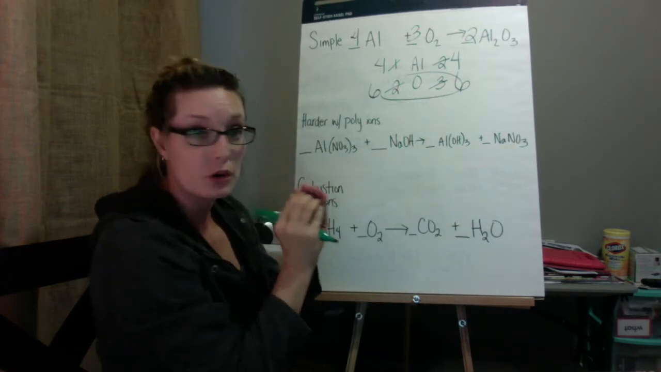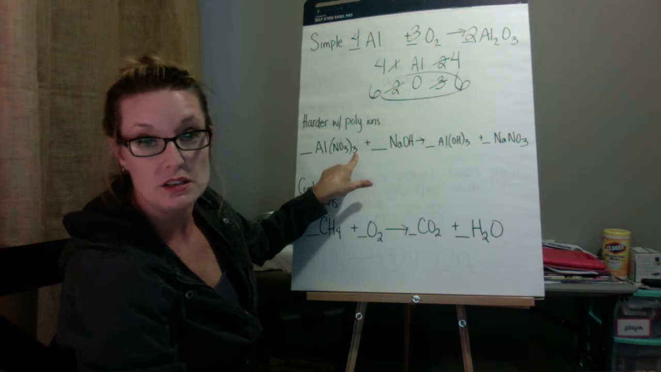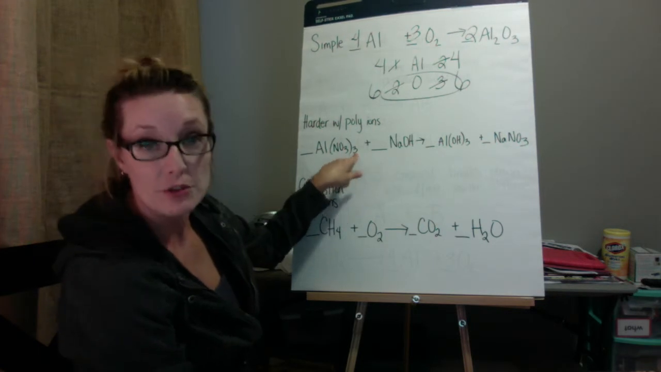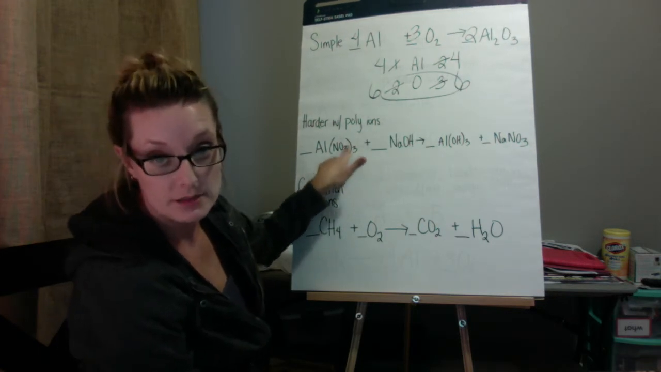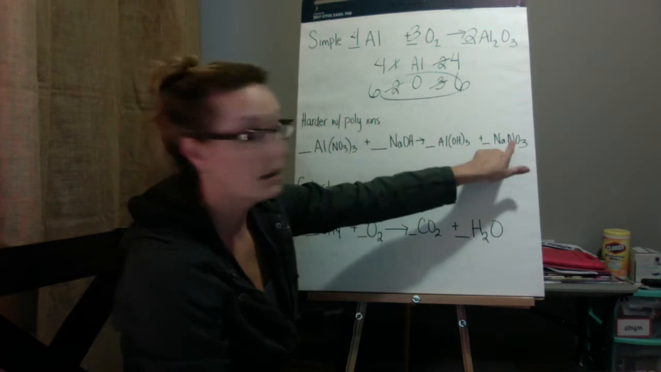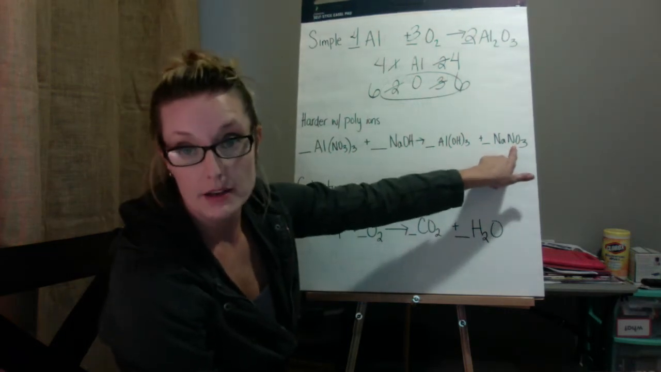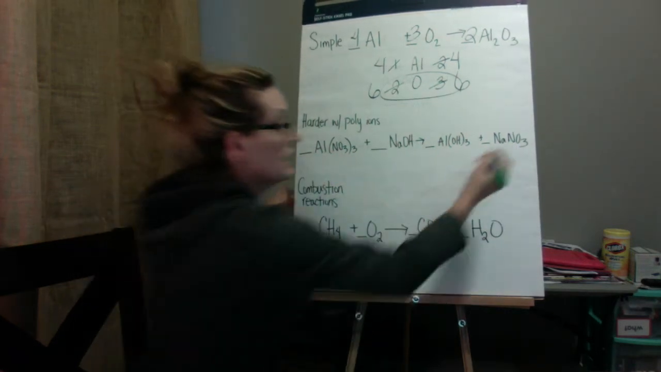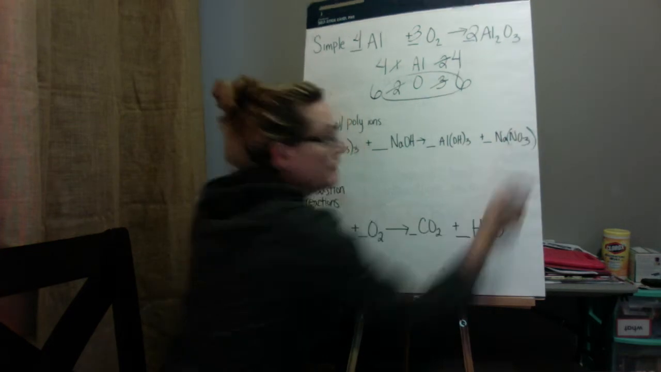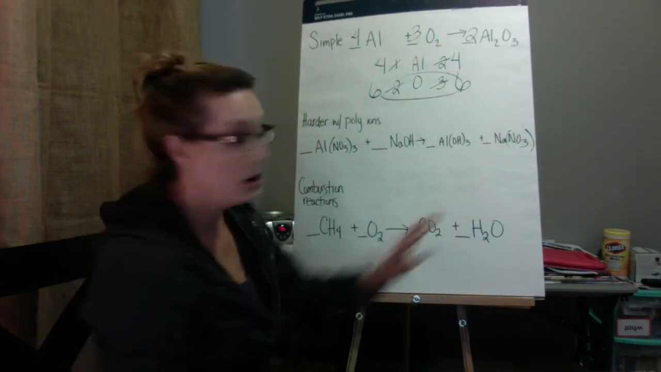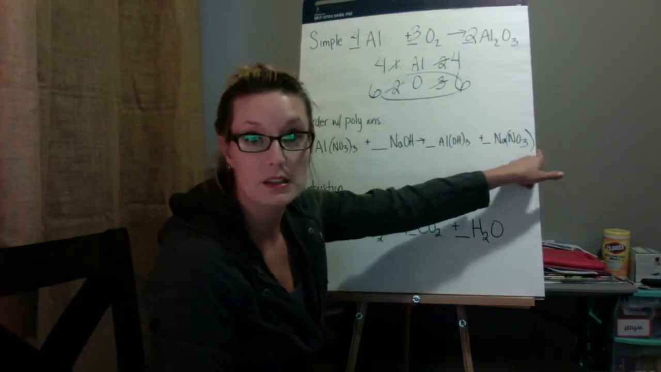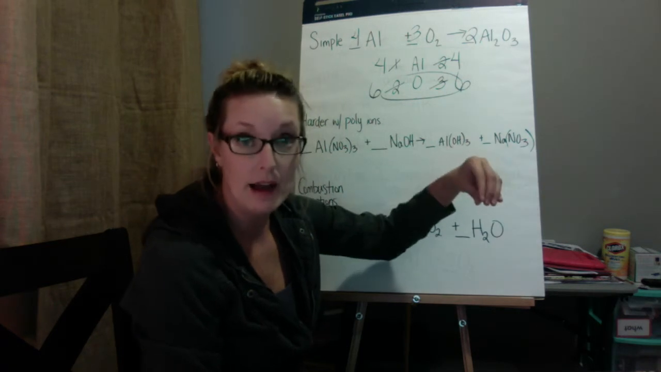So what I'm looking for is a number outside of the parentheses. For example, right here, I have 3 nitrates. Okay? Here, I only have 1 nitrate. So I'm just going to pretend, if I put imaginary parentheses there, I'm looking for a number outside of the parentheses to tell me how many I have.